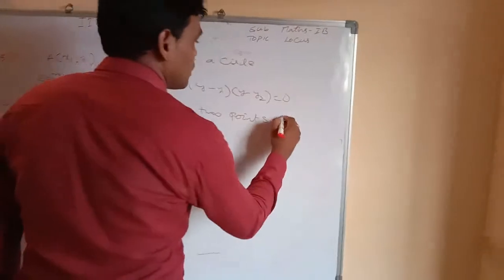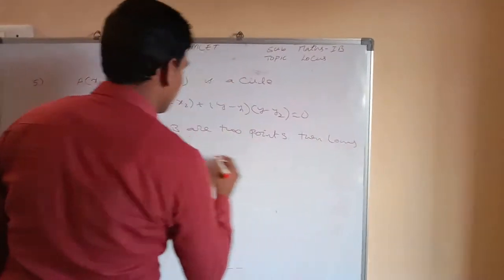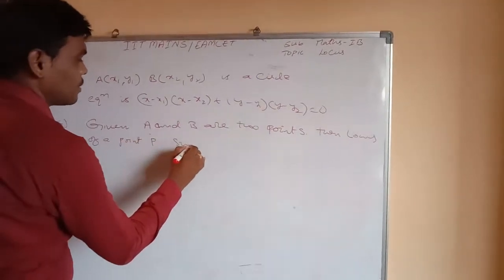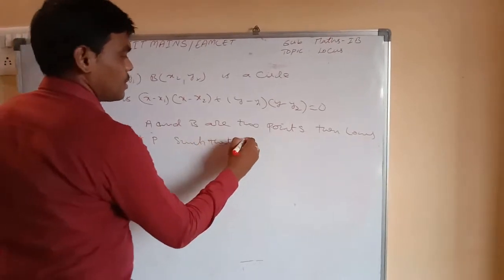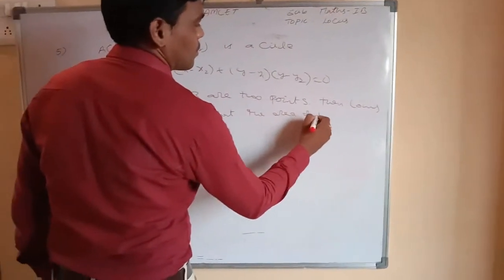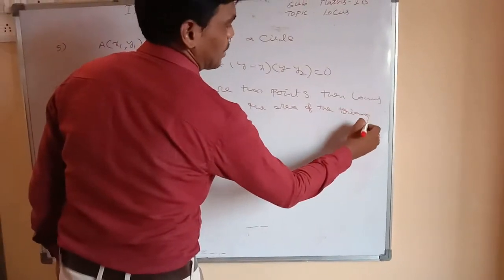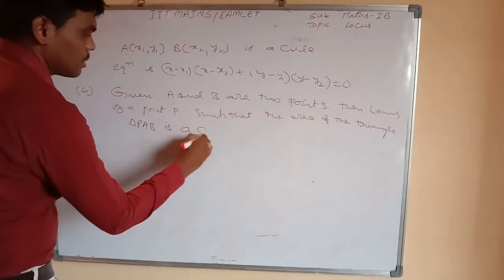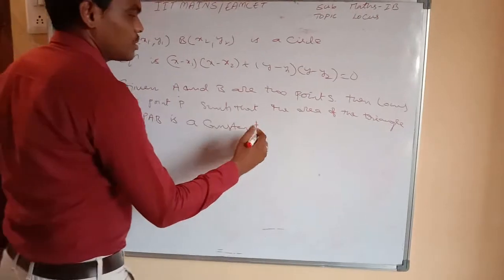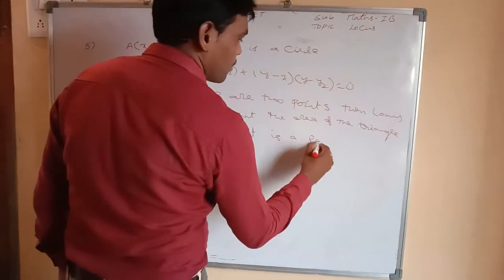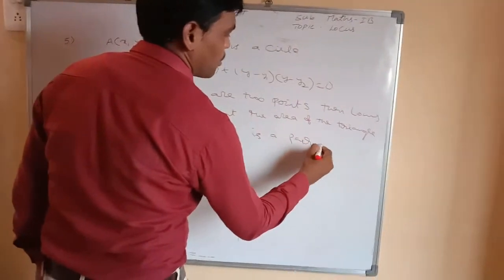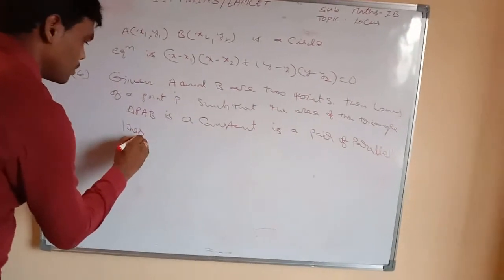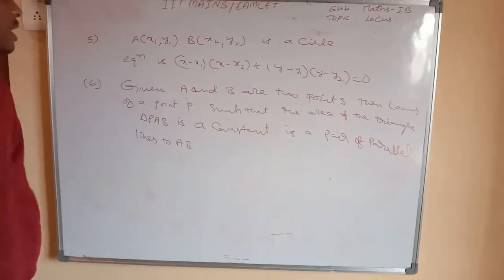A and B are 2 points. The locus of a point P such that the area of the triangle PAB is a constant is a pair of parallel lines to AB.